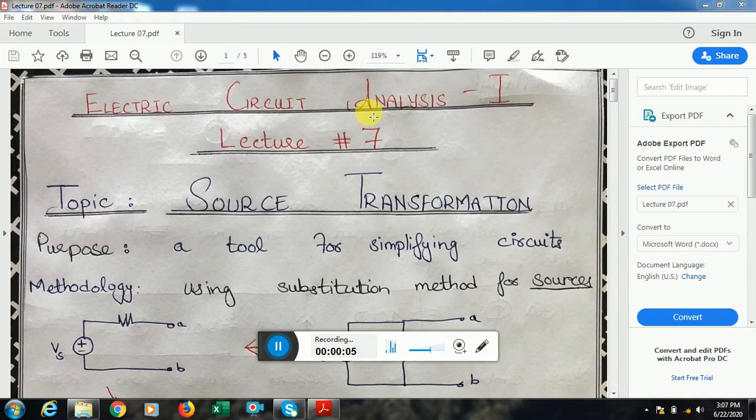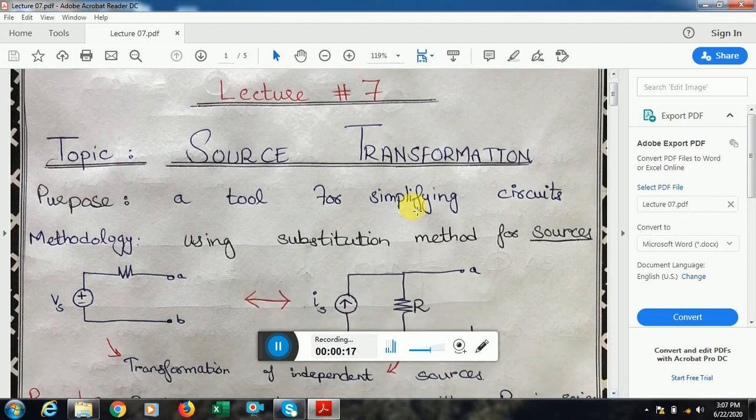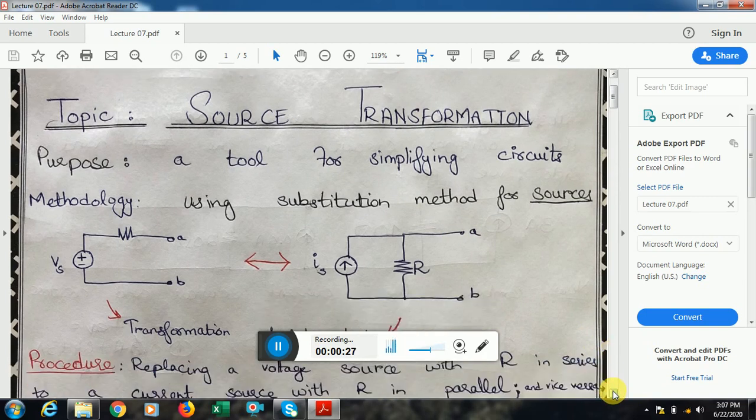I welcome you all to lecture number 7 of Electric Circuit Analysis 1. Today we are going to study source transformation. Transformation means to change the form of something, to transform from one form to the other form. And sources, as you know, in electric circuit analysis we have two types of sources: current source and voltage source. So now we will study the mechanism of how to change a voltage source into a current source and vice versa.